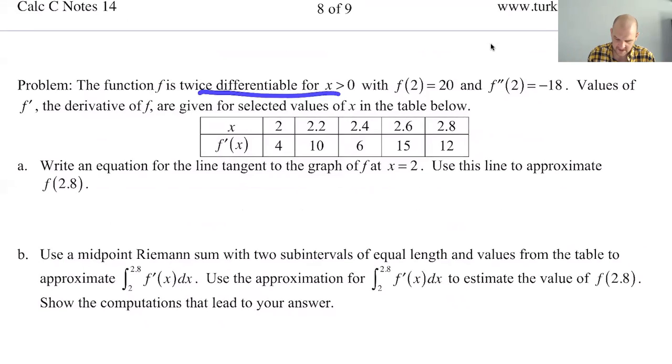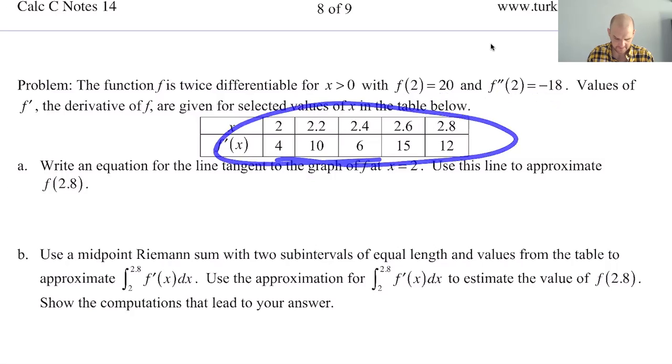Function f is twice differentiable for x greater than 0. Okay, that's good, I guess. F of 2 is 20, given. F prime of 2 is negative 18. And then the values of f prime are given for selected values. I have no idea what this problem is, where this is going. So let's see. F double prime. All right. Write an equation for the line tangent to the graph of f at x equals 2.